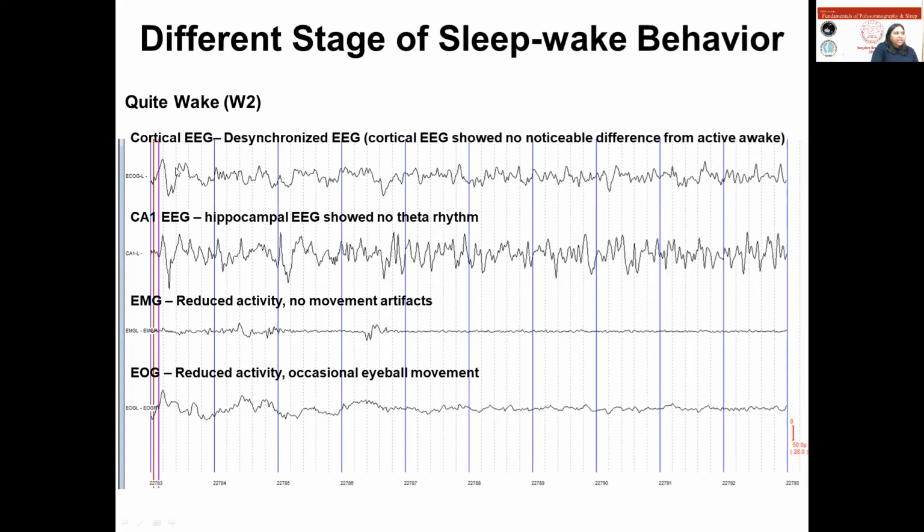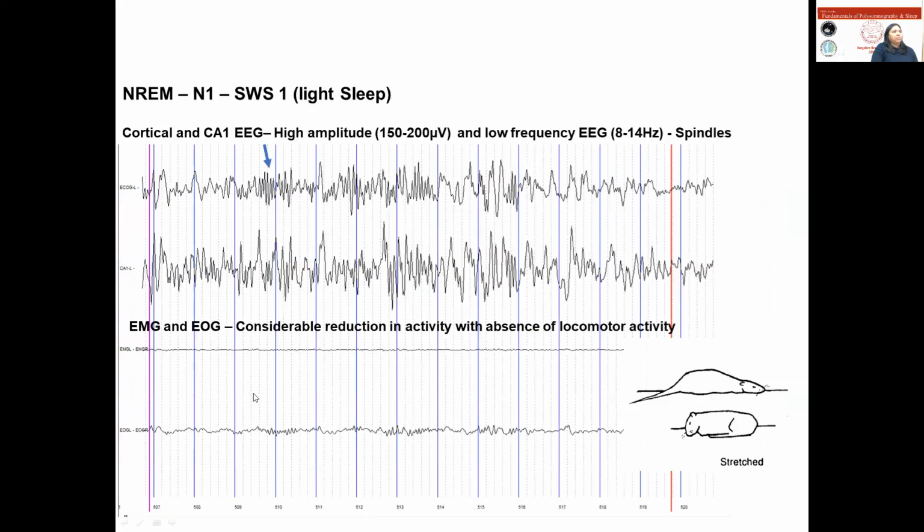The cortical EEG remains the same. There is no noticeable difference with active wake, except the active theta rhythm is not observed during quiet wake. The EMG activity has considerably reduced, and no movement artifacts are observed. EOG shows reduced activity with occasional eyeball movement.